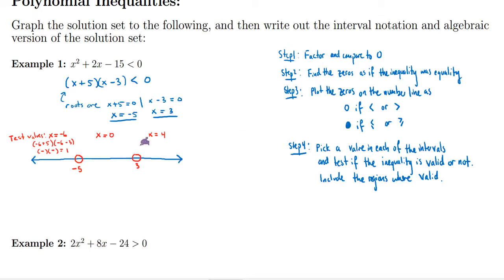Sorry, this froze for a second there. That's a positive. And that means that if you're getting a positive on the left, then that's not less than 0. So we're not going to include this whole region here.